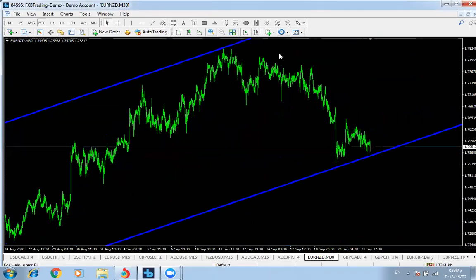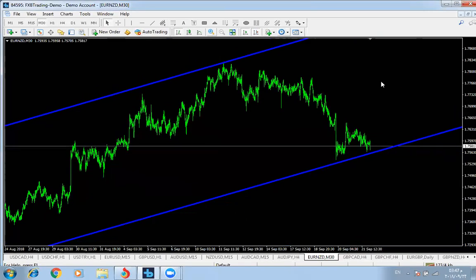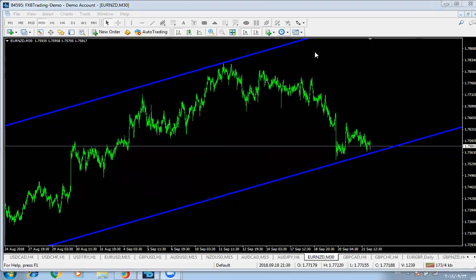Okay. So the whole movement of this correction is moving like this. This is A. This is B, in the form of a running flat, and this is C. The correction has ended at this place.